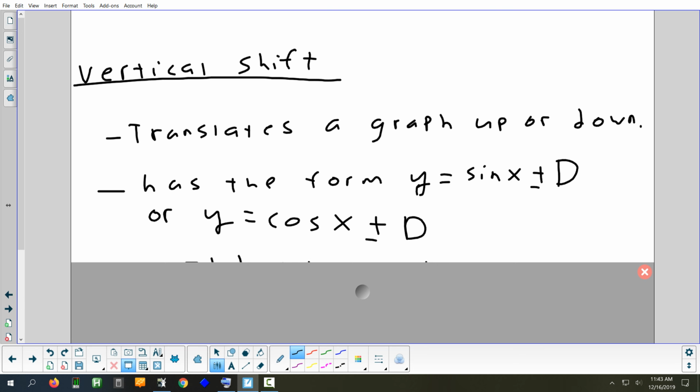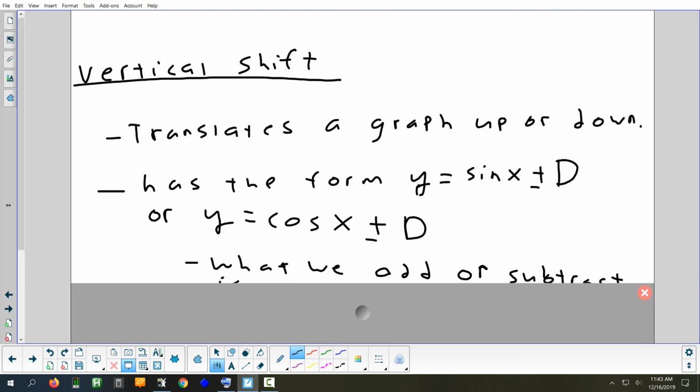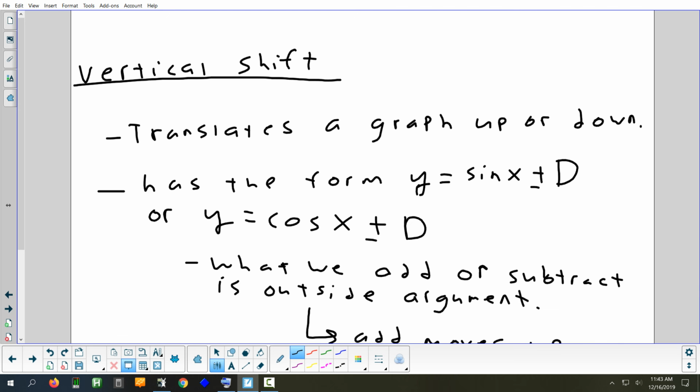Anyone else have a thought? Yeah? Can you tell if it's not in parentheses? It's not in the argument. Correct. It's the difference between doing this and doing this.